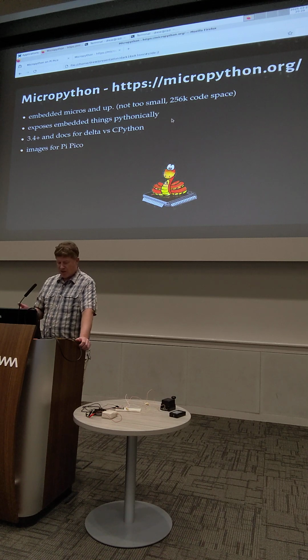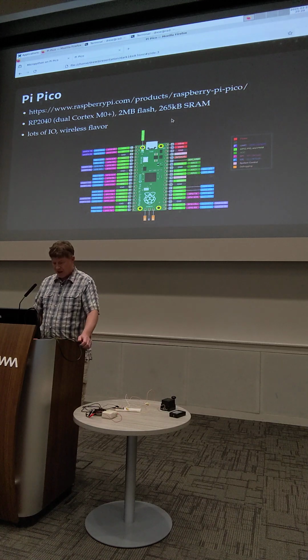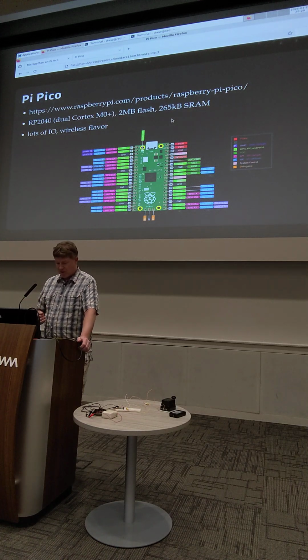And what version of Python is it? It's 3.4 plus some of the stuff in later versions of Python. They do have docs that describe the delta versus CPython. There's a few things they had to shoehorn a bit. They do have pre-built images for the Pico hardware, which is what I have here today. It's available for a lot of platforms.